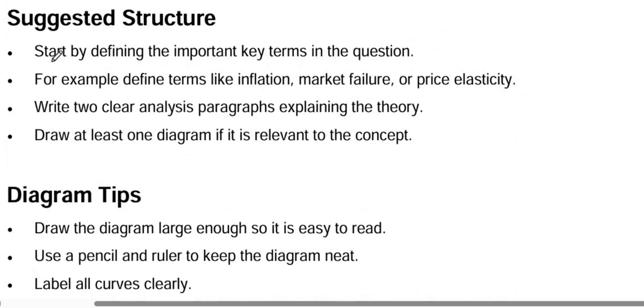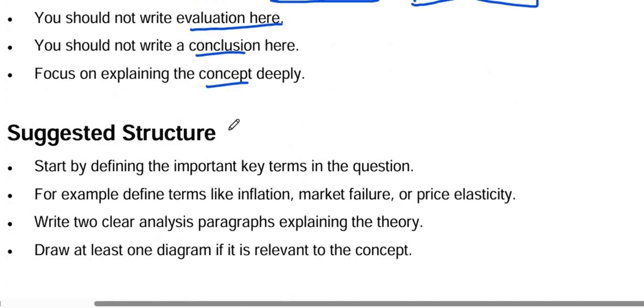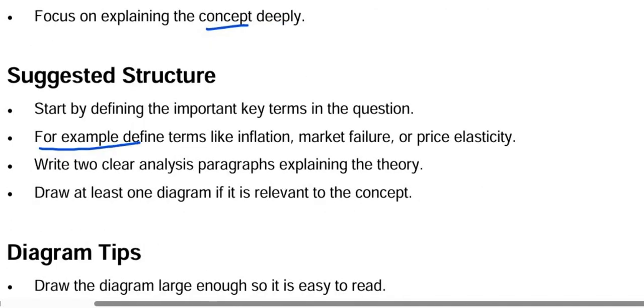A suggested structure for the part A 10 marks question is to always start by defining the important key terms, whatever economic theory concept is written, the terminologies. Explaining the key terms can be inflation, market failure or price elasticity. And in the part A 10 marks question, there should be two clear analysis paragraphs explaining the theory, and we have to draw at least one diagram which is relevant to the concept.